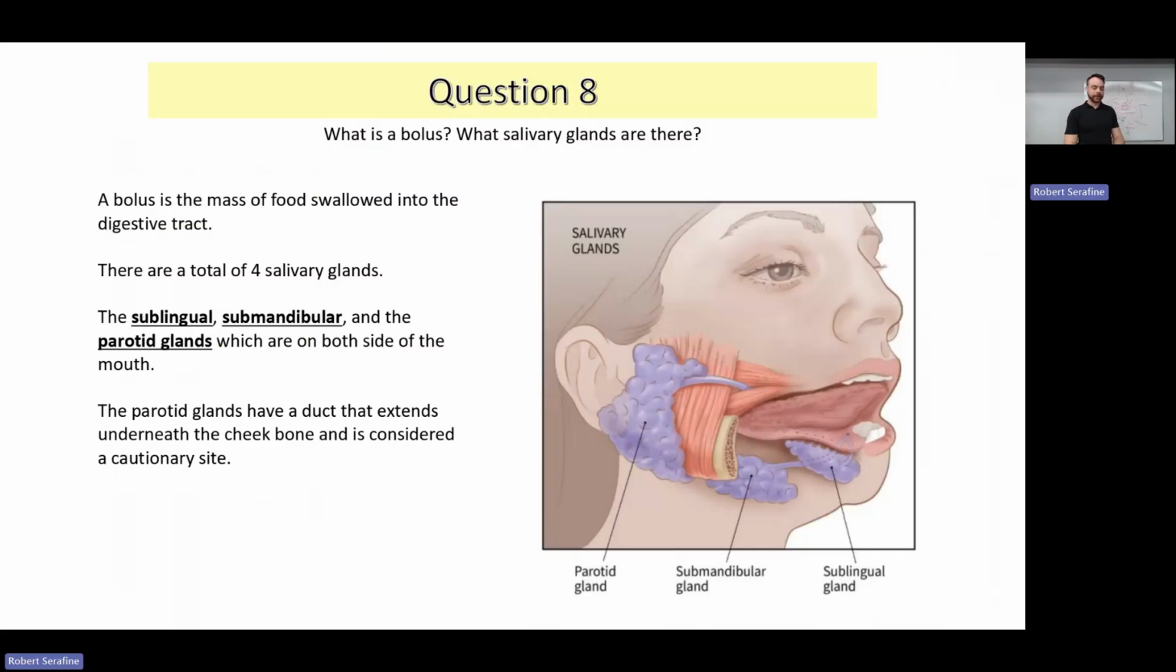And so the parotid gland has the parotid duct that actually comes up underneath the zygomatic arch here. So that's why we want to be very careful when we're working around the zygomatic arch on our clients, because, well, one, there's facial nerves and stuff and blood vessels, but the parotid gland is also right under there as well. So we do want to be cautious when working around the cheekbones.